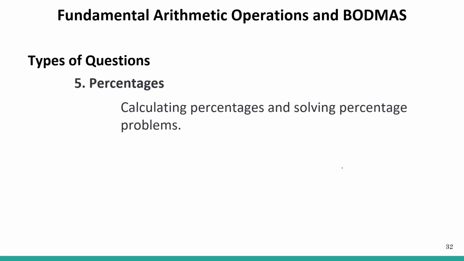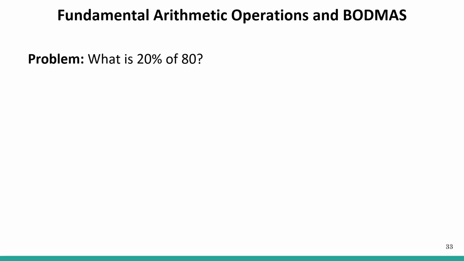Okay, so the fifth kind of problem is on percentages. Okay, calculating percentages involving percentage problems. Let's solve the problem on it. That is, what is 20% of 80? First we convert 20% to decimal, that is 0.2 of 80.